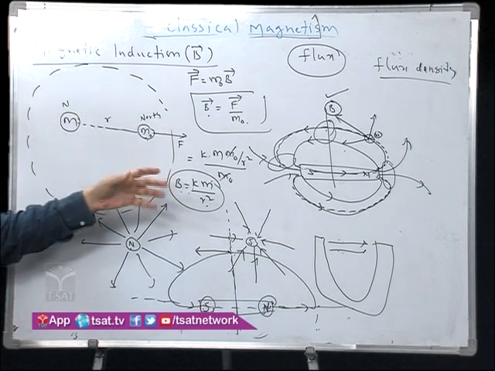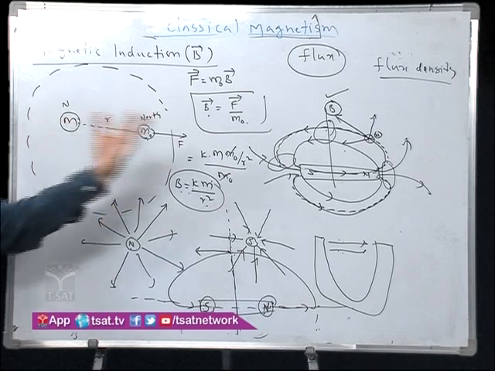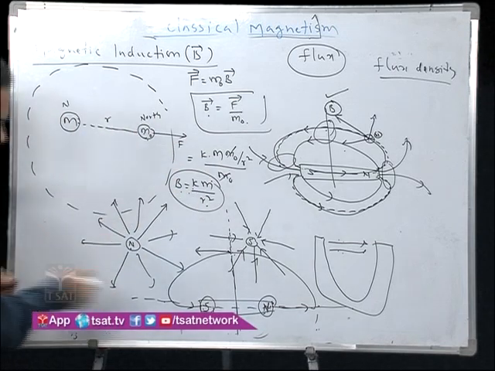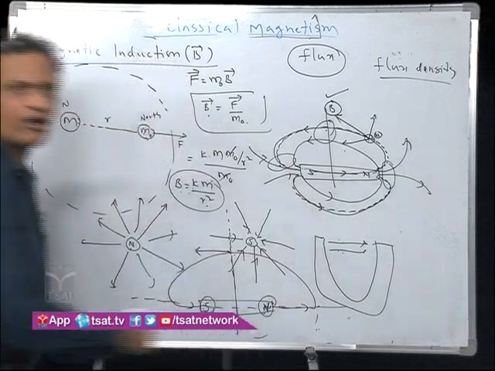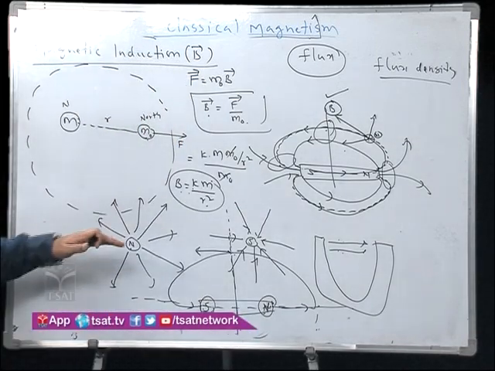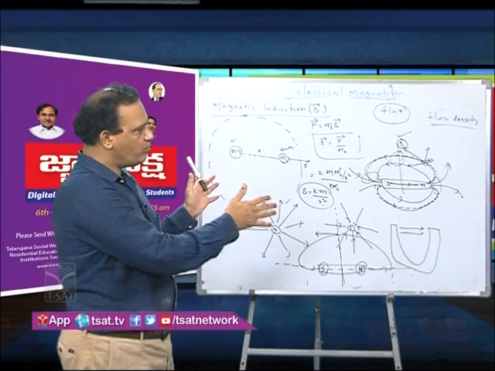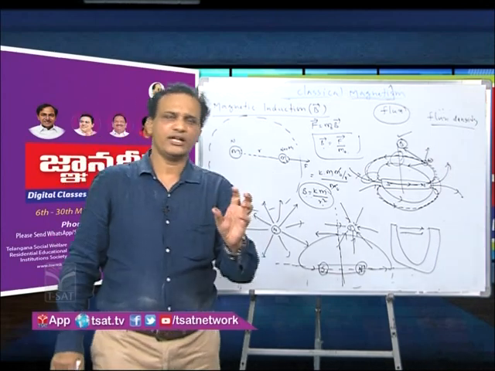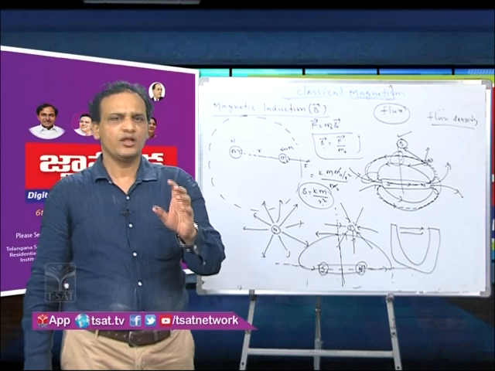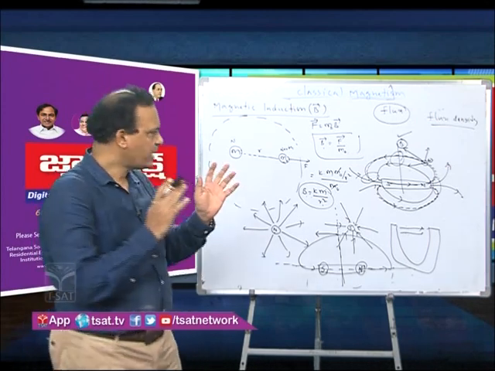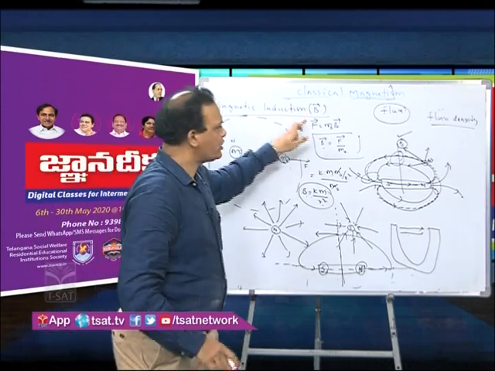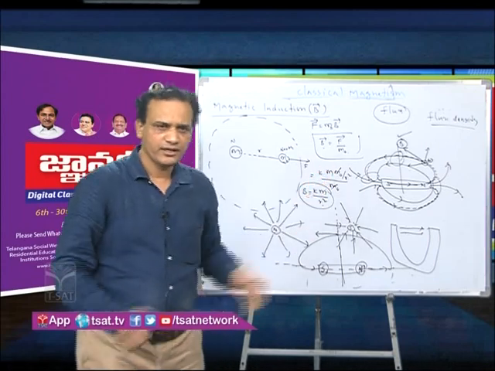The next part is magnetic induction due to a bar magnet, that is, along the axial line and along the equatorial line. We will discuss that in the next part. So in this episode, during this short interval of time, we covered magnets, magnetic fields and magnetic induction due to a pole only. Okay, thank you very much.